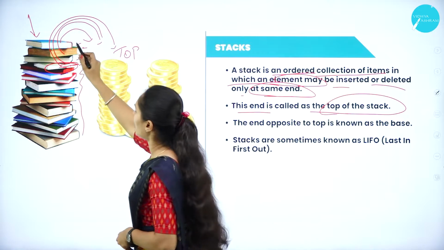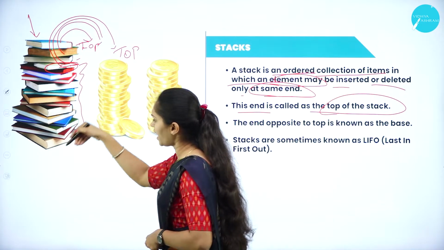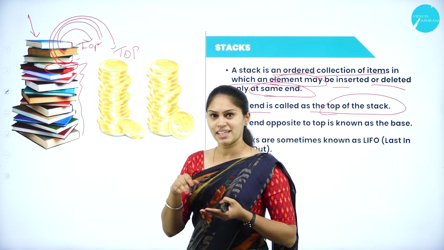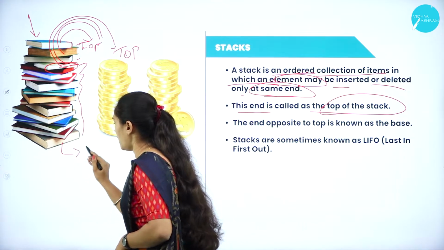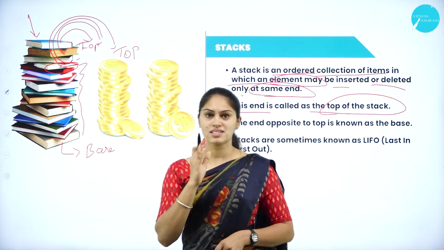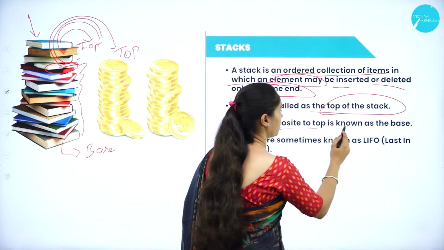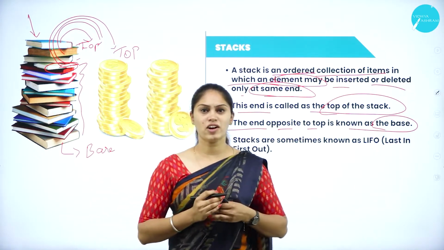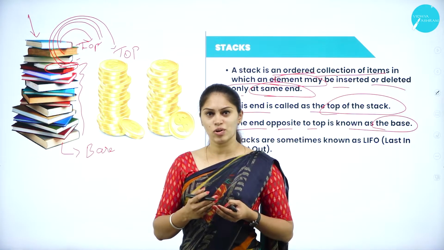So we are going to call this as what? Top of a stack. What we have opposite of that top, what we call for the least element, or what we call for the first book here, that is base. That end is called as what? Base. The end opposite of a top is known as base. And which methodology will this stack follow?